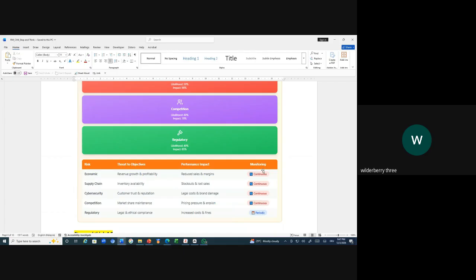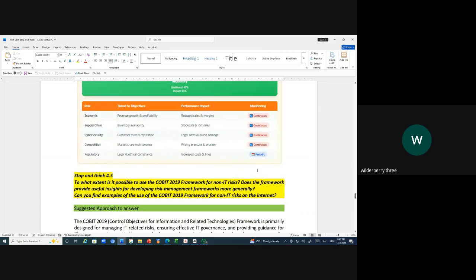The economic risk, of course, ultimately has a high impact on the revenue and the profitability of the company. To be precise, if you have a downturn in the general economic strength of a country or of an industry, then the result is reduced sales, reduced margins. You have to act. What do you need to do? Such things, of course, you have to monitor continuously, whereas regulatory, you set up and you do it periodically, just to have an idea.